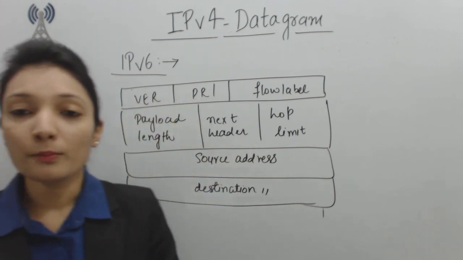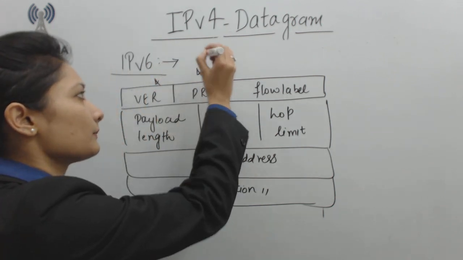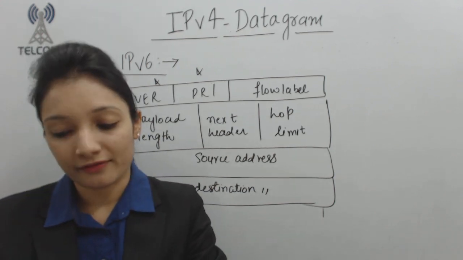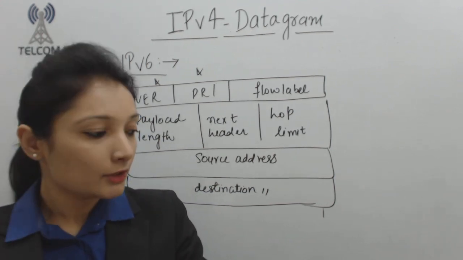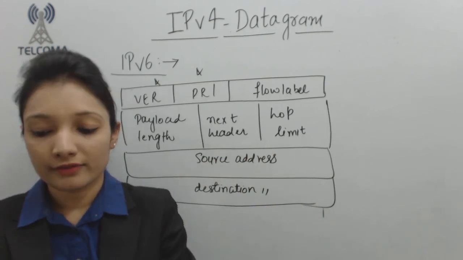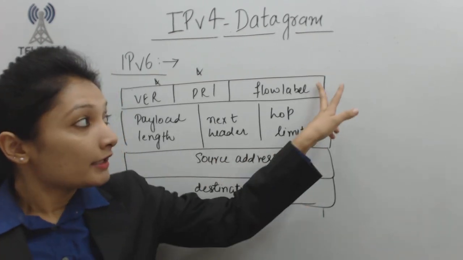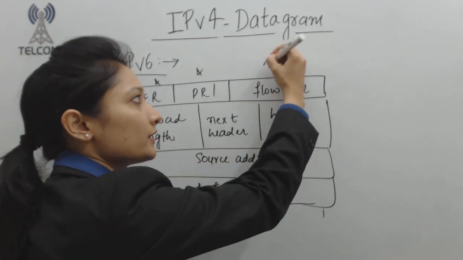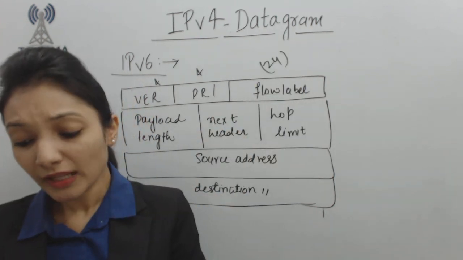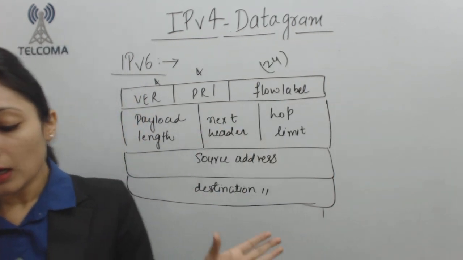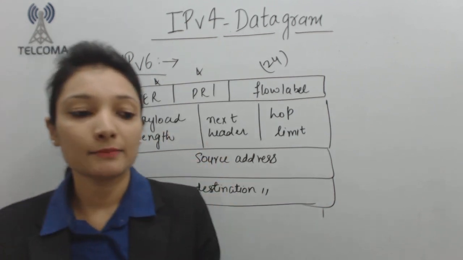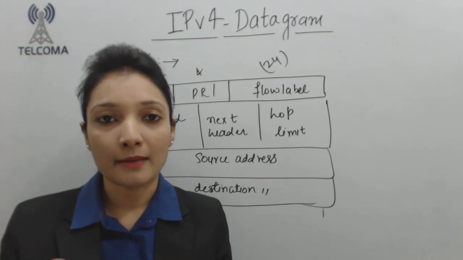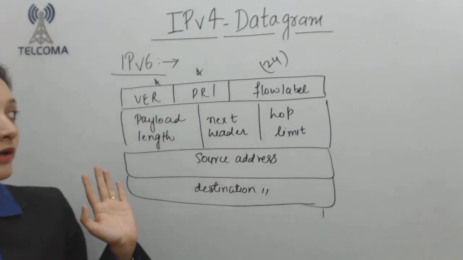Next field is a priority. The 4-bit priority field defines the priority of packets with respect to the traffic. That means in order to control the congestion, it is specifying the priority of the various datagrams. Now next we have flow label. This is a 24-bit field. It provides special handling for a particular flow of data. That means we have a label for the flow of data. So it consults the flow label table, and then according to that the datagrams are forwarded through the network.